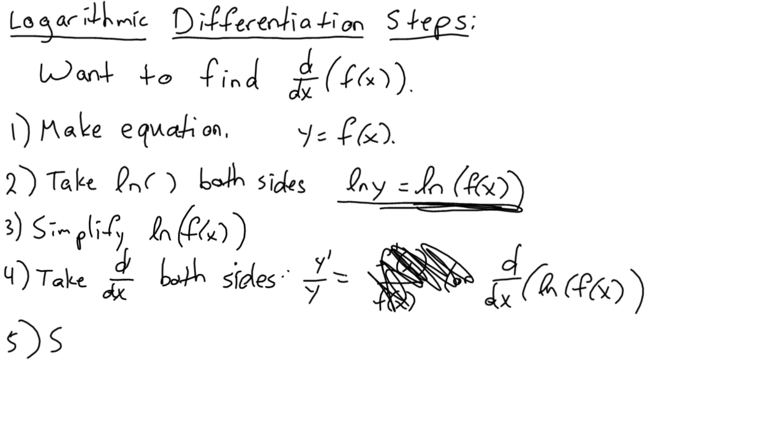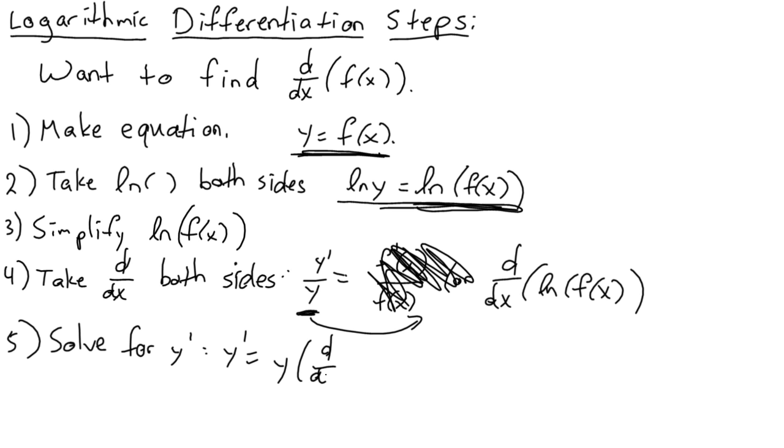And then finally, you solve for y prime. Because remember, y prime is what we want, right? We want the derivative of f of x. y is f of x, so we really want y prime. So we solve for y prime. That just means take this y here and move it over to the other side. So y prime equals y times stuff that was on the right. And then finally, you replace y by f of x, because you want your answer to be y prime equals only stuff involving x, not y's and x's.